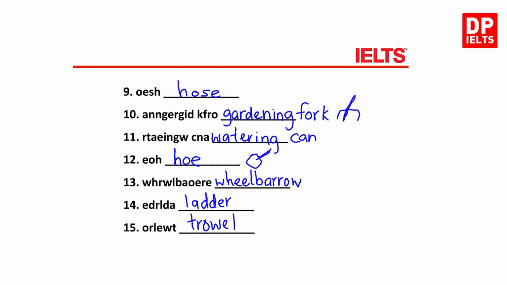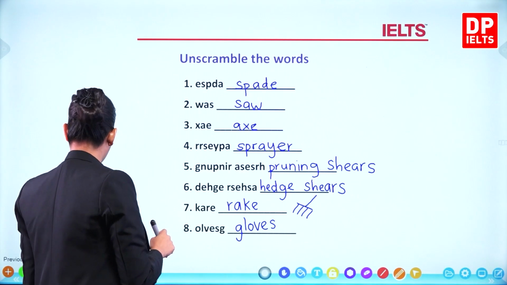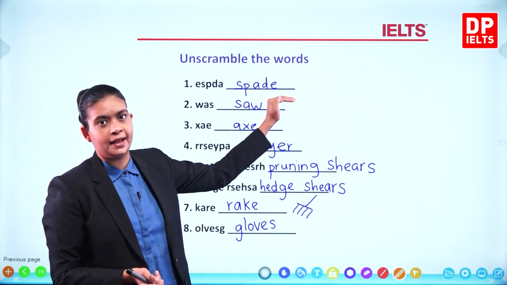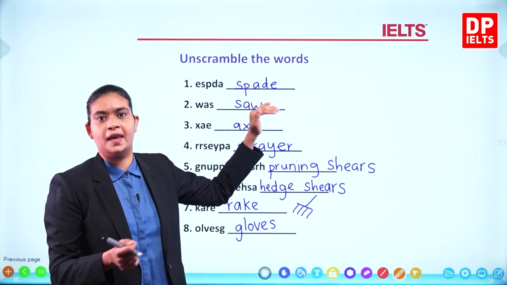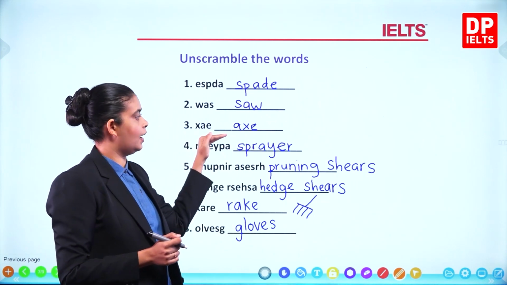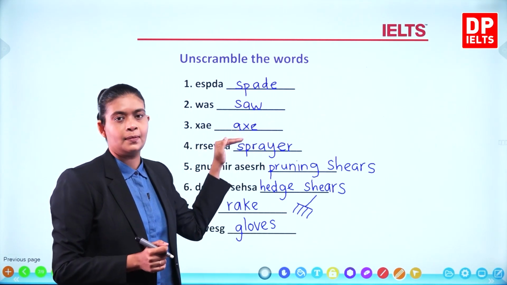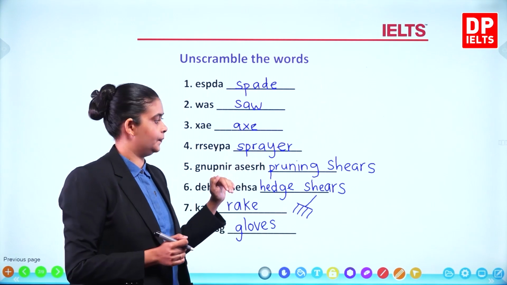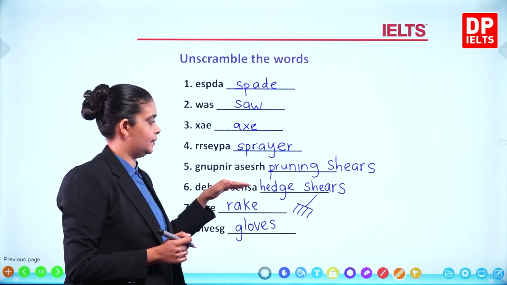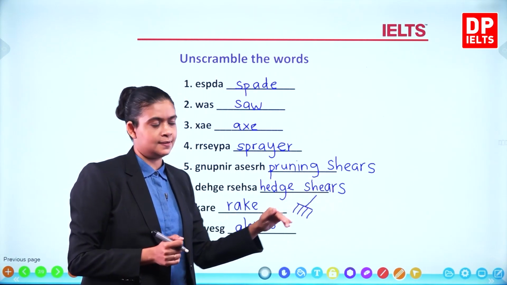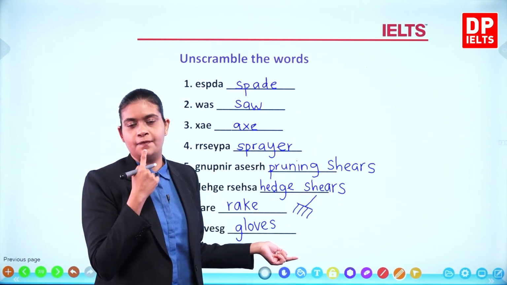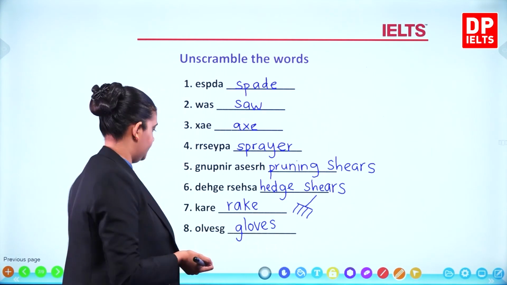But similar. The name is only different. Let us have a look at the pronunciation of these words. Spade, spade. Saw, axe, sprayer. Pruning shears, hedge shears. Rake, gloves, gloves.